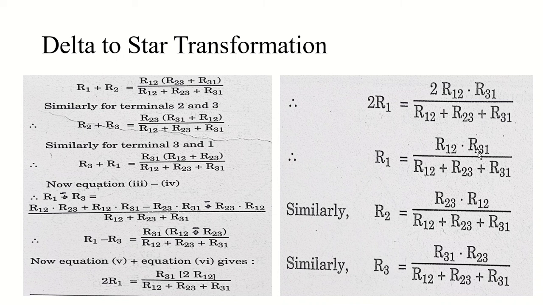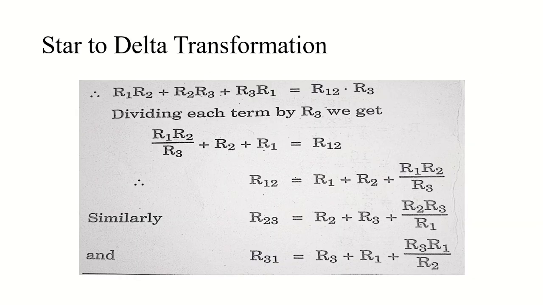See, R12 and R31, both of them have one in them. Okay, R23 is not here. Why? Because it does not have one in it. So if you identify the pattern, it will be easy to remember the formulas, and you will be easily able to do the sums related to star to delta transformation or delta to star transformation. Okay, so that was the star to delta transformation for you.